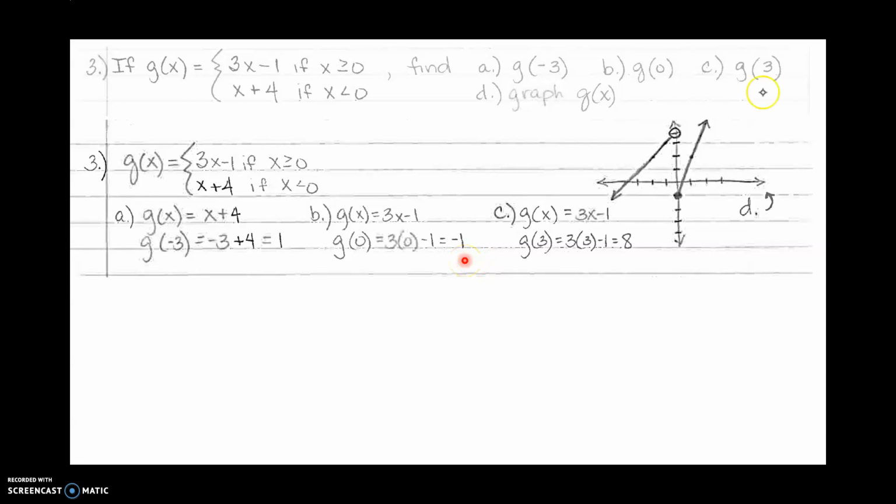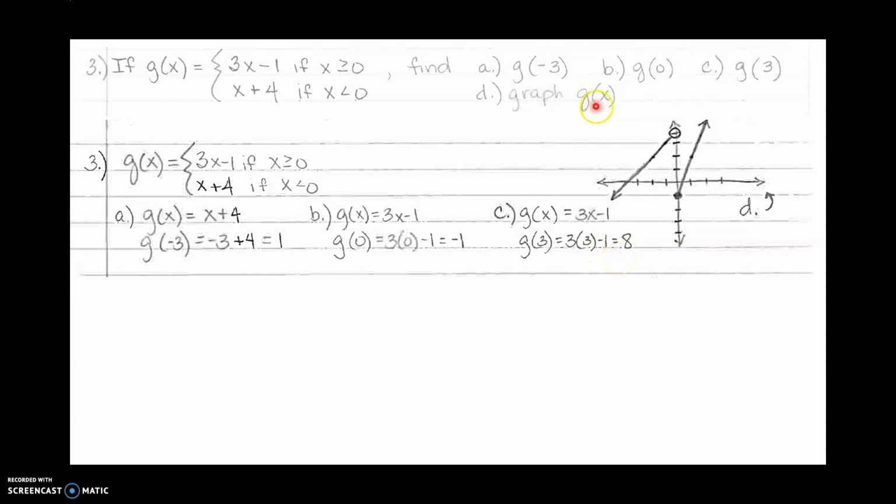All right, then g of 3. For g of 3, is 3 greater than or equal to 0? Yes. So I'm going to use this top piece right here, 3x minus 1. 3 is not less than 0. I cannot use this bottom piece. All right, so I'm going to use 3x minus 1, and I'm going to put 3 in the place of x. So that would be 3 times 3 is 9 minus 1 is 8.